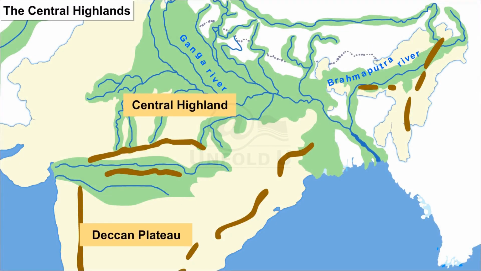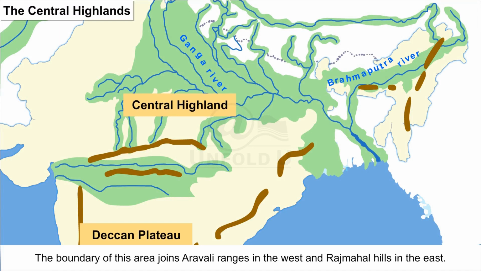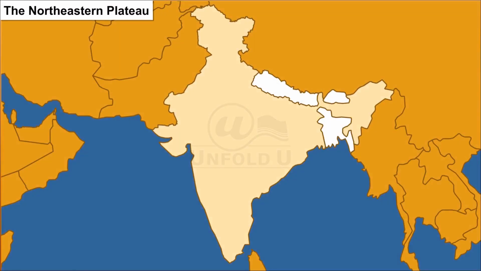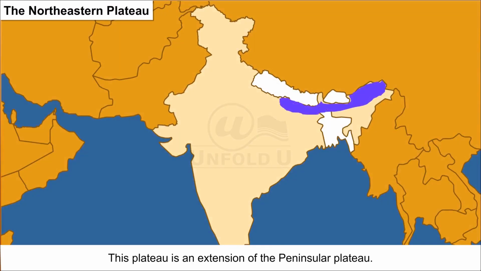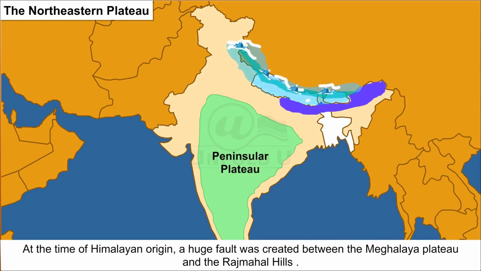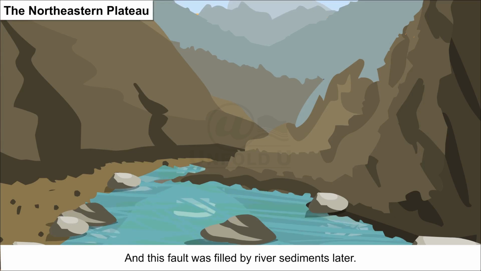2. The Central Highlands. The northernmost boundary of the Deccan Plateau is formed by this. The boundary of this area joins Aravalli Ranges in the west and Rajmahal Hills in the east. 3. The Northeastern Plateau. This plateau is an extension of the Peninsular Plateau. At the time of Himalayan origin, the huge fault was created between the Meghalaya Plateau and the Rajmahal Hills, and this fault was filled by river sediments later.